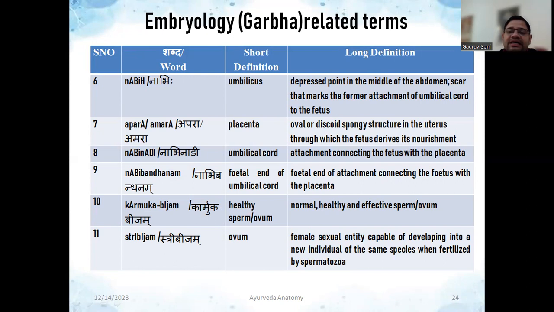Then there is a word Nabhi Nadi. Nabhi Nadi means that which is connecting Nabhi with the fetus, that is umbilical cord. Next is Nabhi Bandhanam, the fetal end of the umbilical cord. Means from where the fetal end of the umbilical cord is, what will be its name? Nabhi Bandhanam, the fetal end of the attachment connecting the fetus with the placenta. Then there is Karmuka Beeja. Karmuka Beeja means a healthy sperm or ovum, or the gametes we can say, the normal, healthy and effective sperm which can go for reproduction and produce a good progeny. Stri Beejam, ovum.